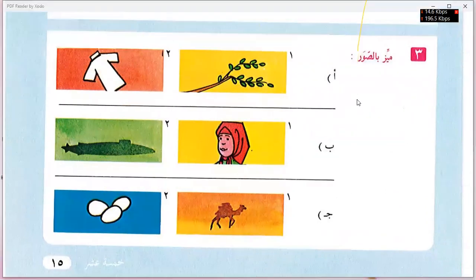Mayyiz bis-suwar. Distinguish between the pictures. Last time we read the names of these pictures. Now I will say a name and you will tell me which picture it is. Okay. Raise your hand who wants to participate.